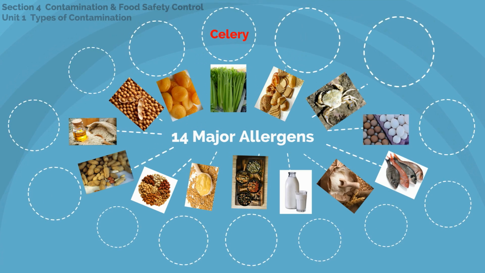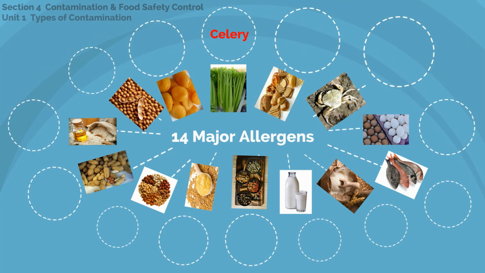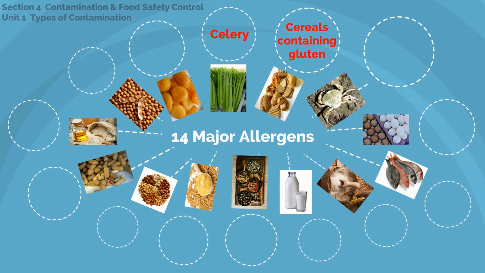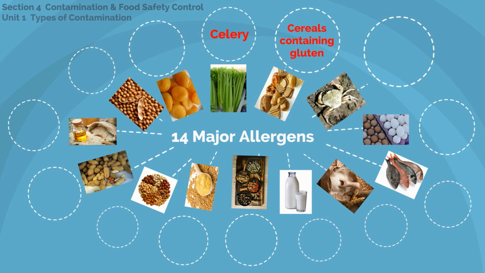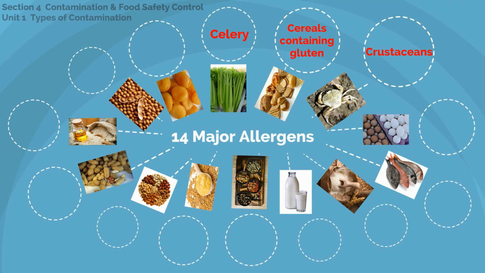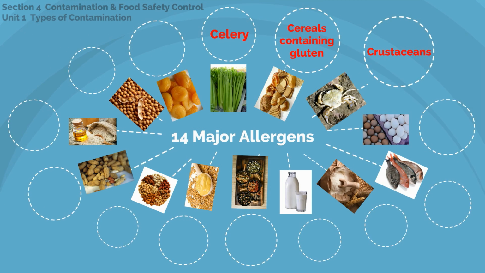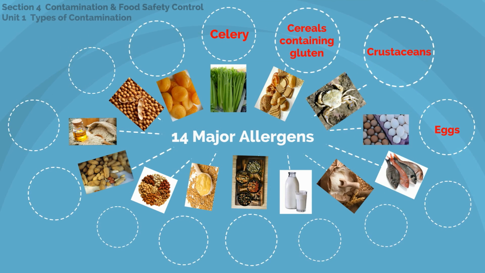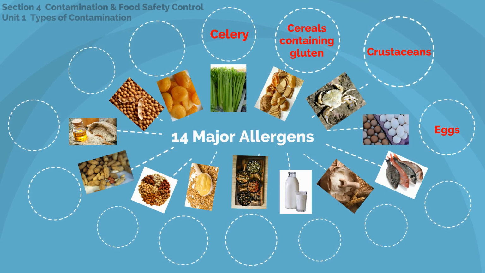Celery may be found in soups, salads and stock cubes. Cereals known as wheat, barley, rye, oats, spelt, etc. may be found in cakes, pastries, pasta, bread and couscous. Crustaceans are lobsters, prawns, crabs, crayfish and scampi, often found in Thai curries due to the shrimp paste.